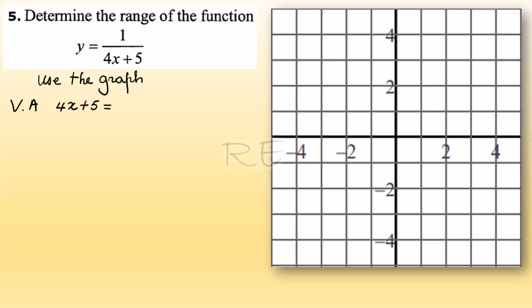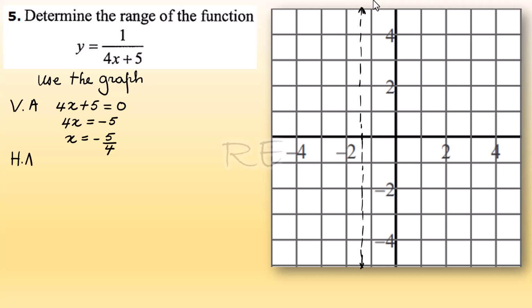To get the vertical asymptote, VA, we set 4x plus 5 equal to 0, and 4x is equal to negative 5. When we divide both sides by 4, x is equal to negative 5 fourths. The vertical asymptote will be the vertical line going through negative 5 fourths.